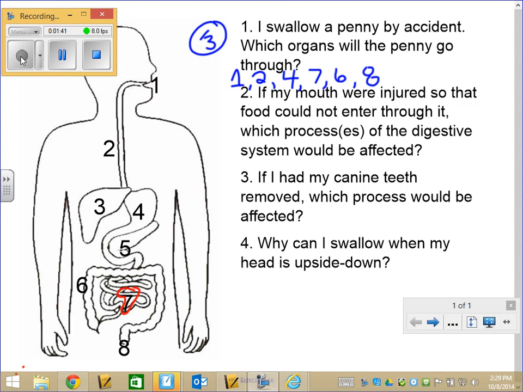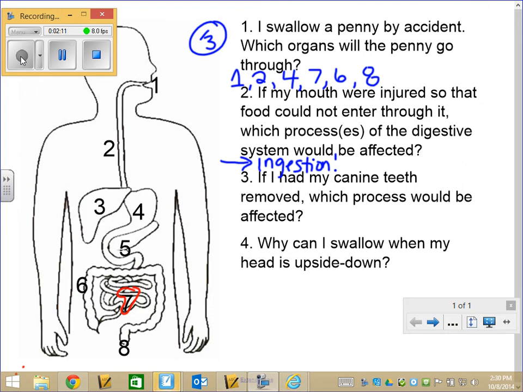So then 2. If my mouth were injured so that food could not enter through it, basically I'm saying my mouth is no longer part of my digestive tract. Food is not going in it. So what processes are going to be affected? First of all, ingestion is absolutely going to be affected, because that is the process of putting food in. If I can't do that, well, then I can't do ingestion.